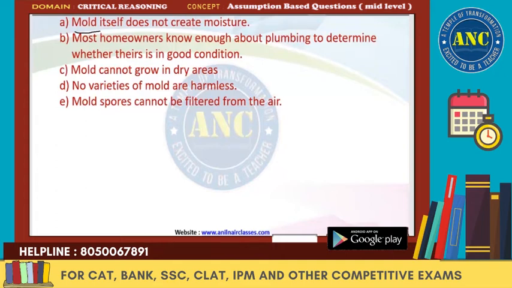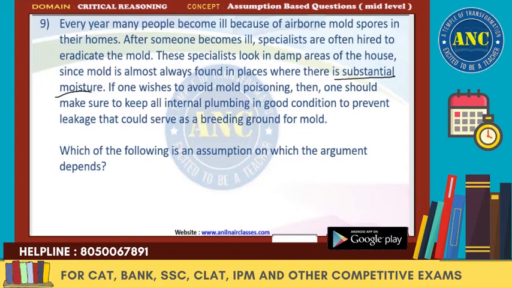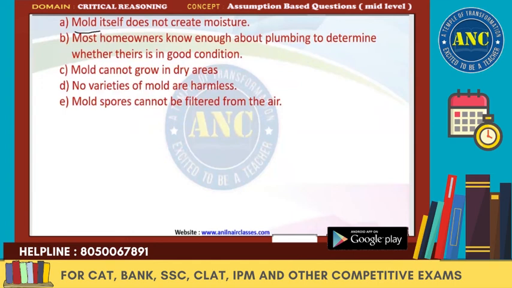Option D, no varieties of mold are harmless. If there are varieties that are harmless, then the conclusion of this argument would be that one should make sure to keep all internal plumbing in good condition to prevent leakage and minimize the mold growth, and that could still be valid. Hence, this argument does not depend upon the unnecessarily absolute assertion that no varieties of mold are harmless. Mold spores cannot be filtered from the air.